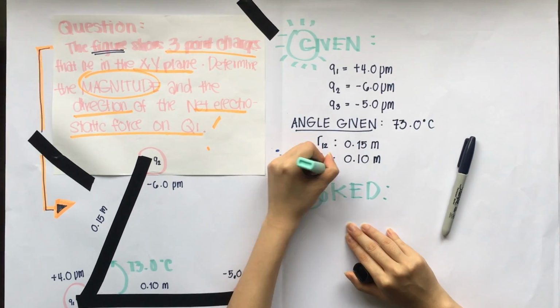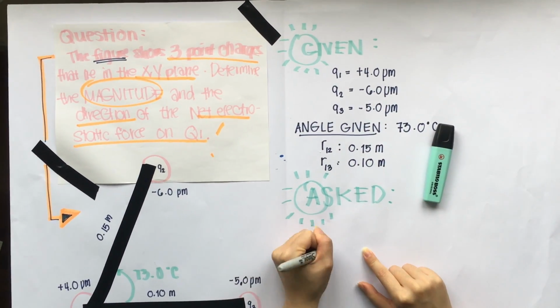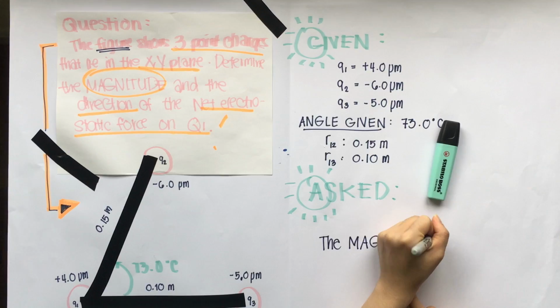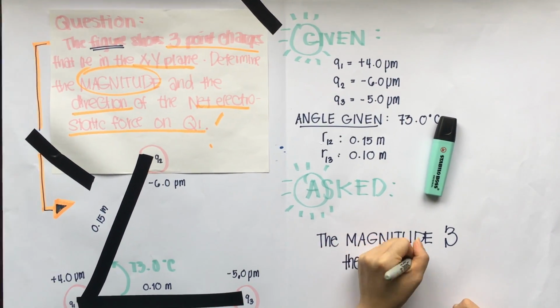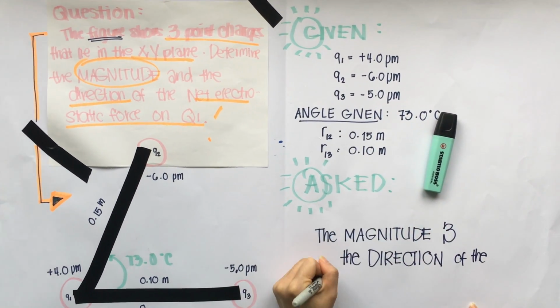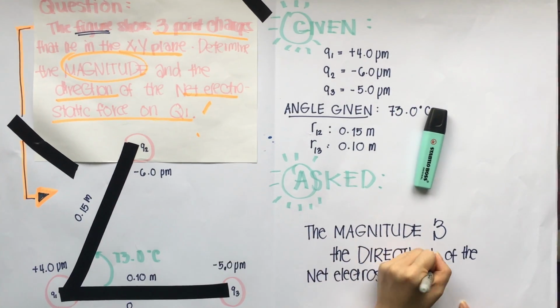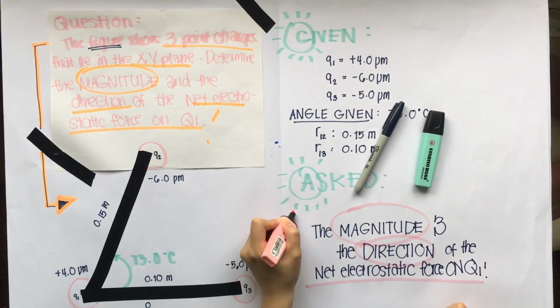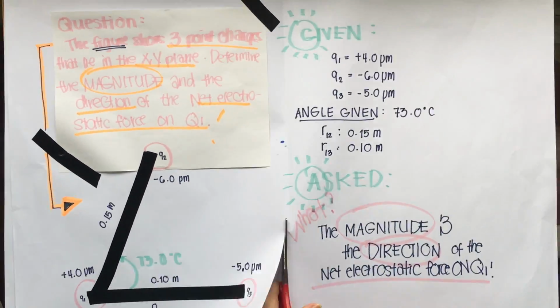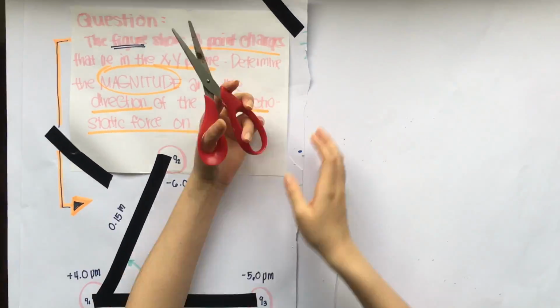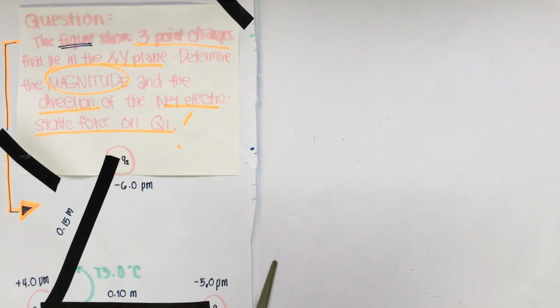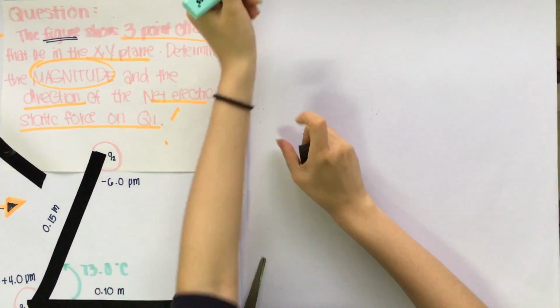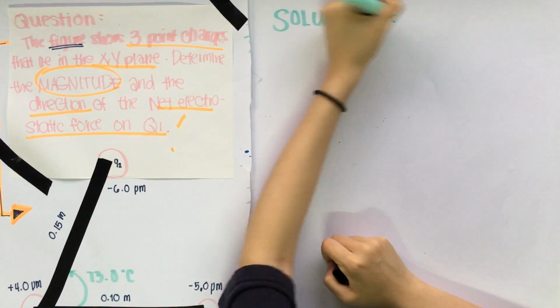Next, we have the asked. What is it asking for? It is asking for the magnitude and the direction of the net electrostatic force on Q1. So, we are going to try to look for the magnitude and the direction for this question. The third step, the S, or the solution.